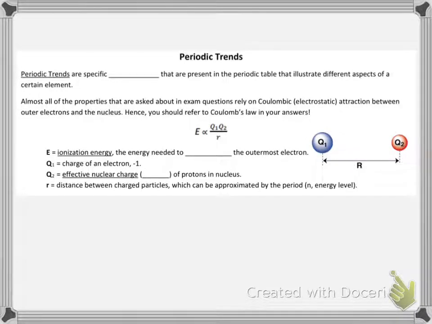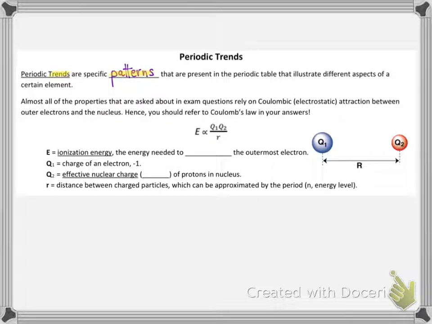Let's get trendy with periodic trends. Periodic trends are specific patterns present in the periodic table that illustrate different aspects of a certain element. Almost all the properties that you could be asked about on the AP Chemistry test rely on describing the electrostatic attraction, the Coulombic attractive force between electrons and the nucleus.